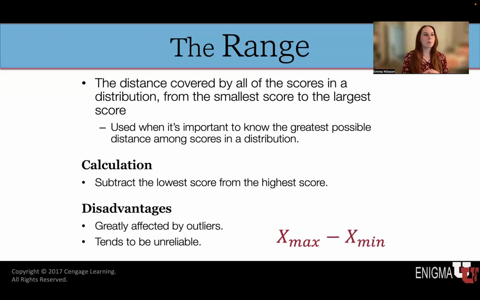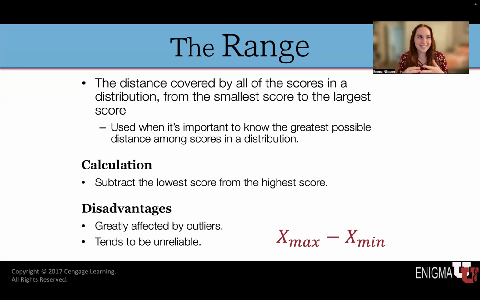So the first one we're going to talk about is the range, which is the simplest and most obvious way to describe a distribution about how spread out the scores are. It is just the distance covered by all the scores from the smallest to the largest. As you can see here, you calculate it by subtracting the lowest score from the highest score. And it's used when it's important to know the greatest possible distance among scores in a distribution.